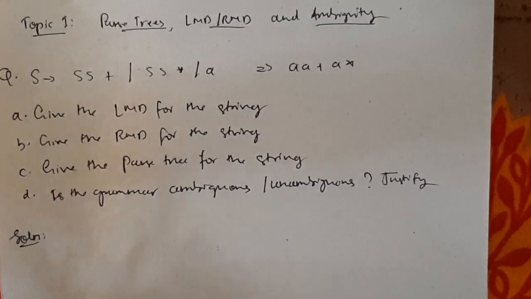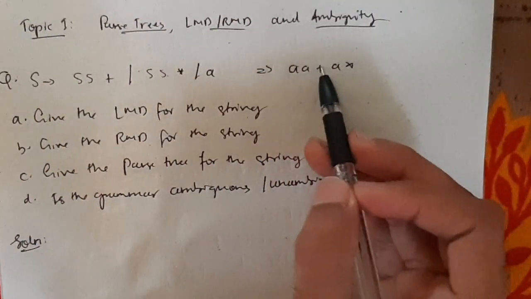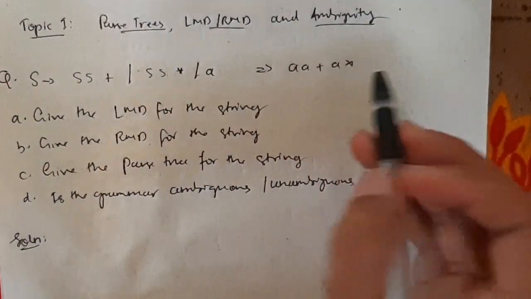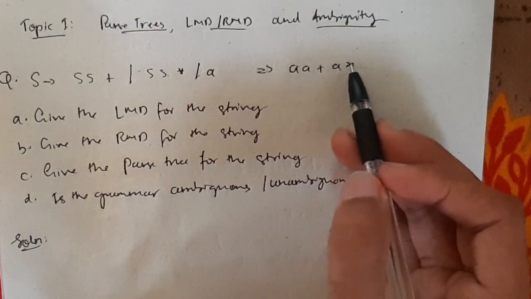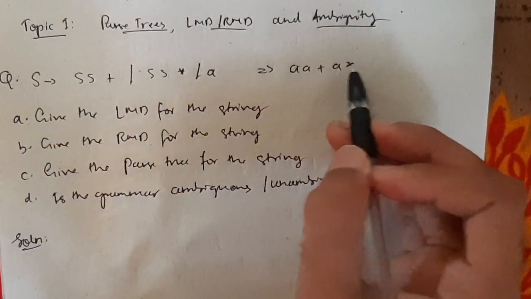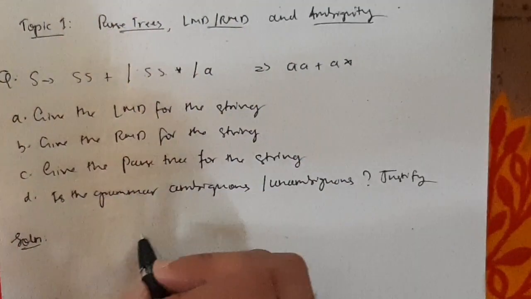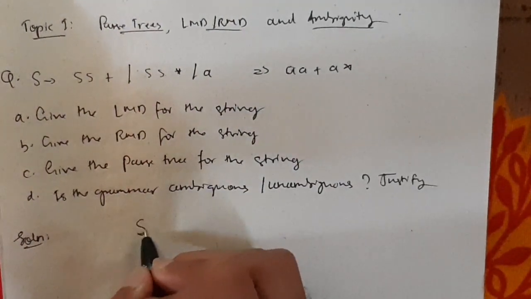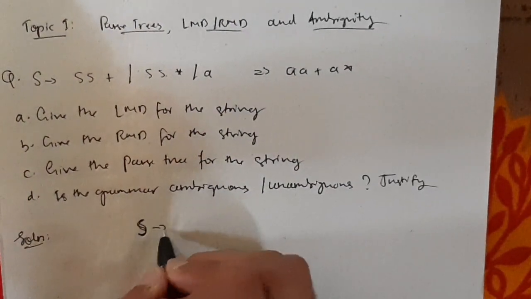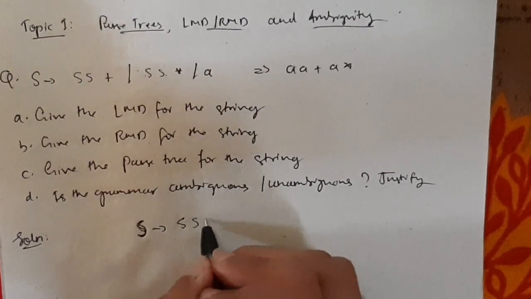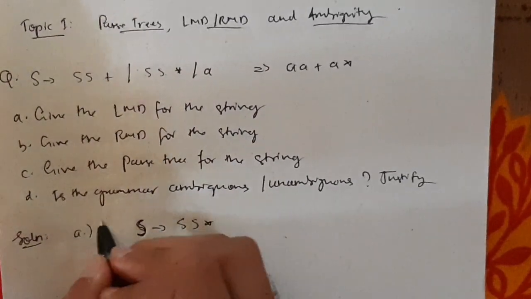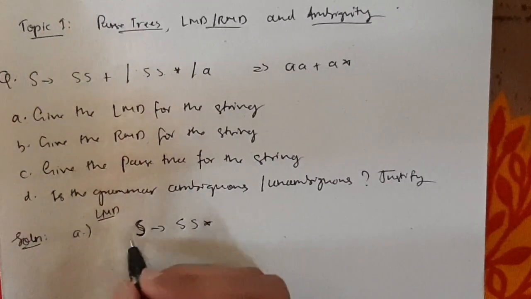Give the LMD for the string. So what is the string given to us? A plus A star. To give the LMD, it should end with this one, right? You have to observe carefully what it is ending with. Okay, it is ending with star, so we'll be choosing this one. So first we will be writing here S. Okay, S goes to SS star. Okay, this is about the LMD.